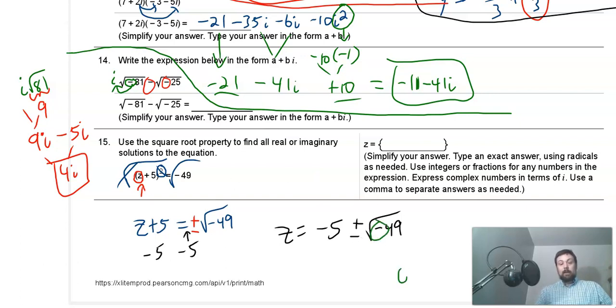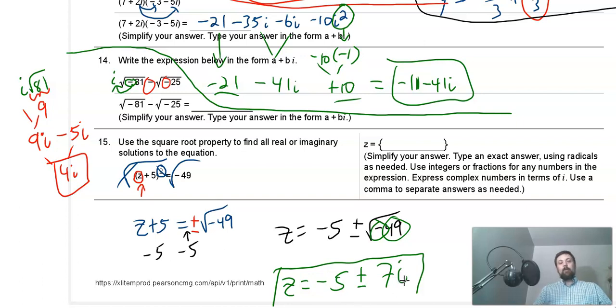The negative makes that imaginary, right? The negative in the square root makes it imaginary. And then the square root of 49 is just 7. And so square root of negative 49 becomes 7i. The rest of this stays the same. And there are my two solutions, right? Negative 5 plus 7i, negative 5 minus 7i.